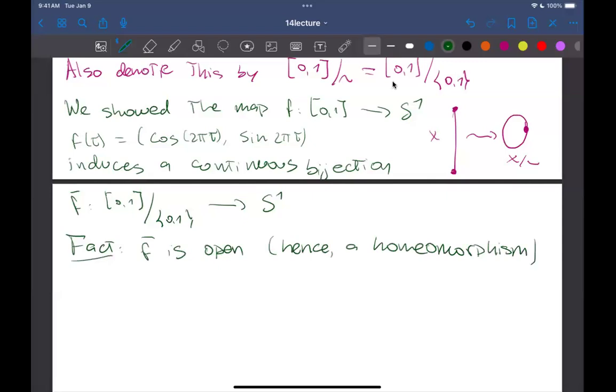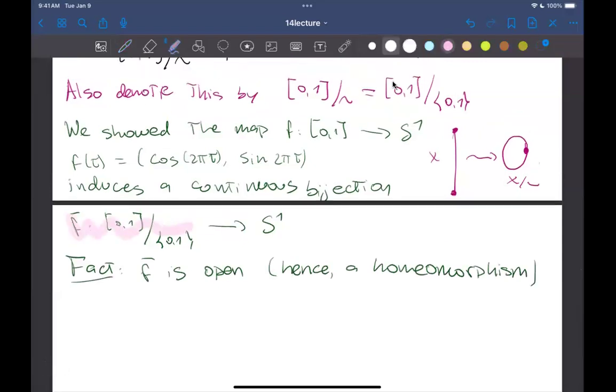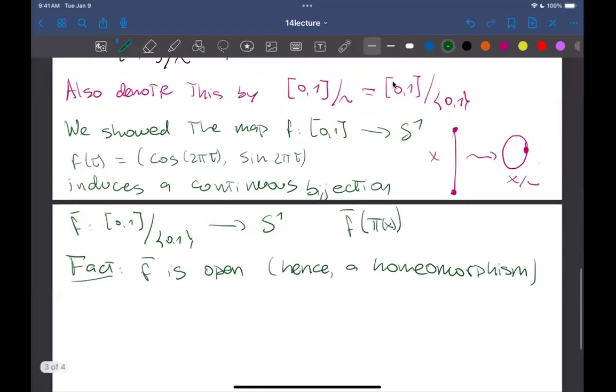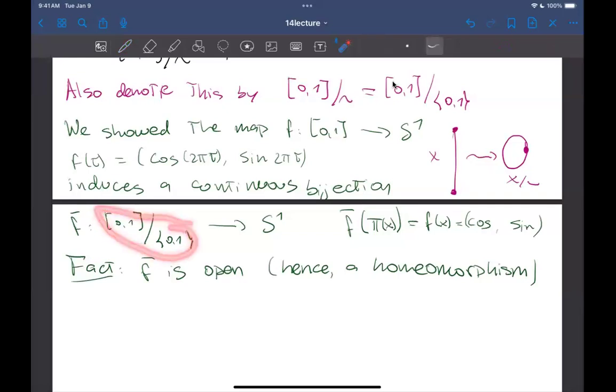So what we're saying here is, this function I can write kind of explicitly: f bar on the class of some x. Remember, I use phi of x to denote the quotient map. It is going to just be f of x, so this is just cosine 2 pi x, sine 2 pi x. So what we're doing here is identifying this quotient space with some space that we know. Because if you have a homeomorphism, then the two spaces are topologically the same. So this is a powerful statement.